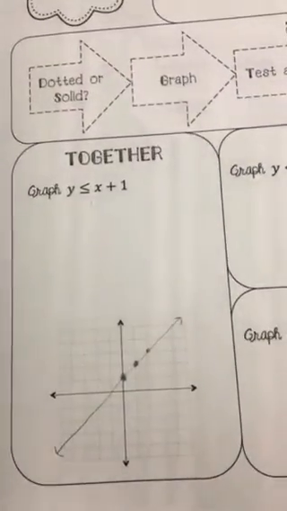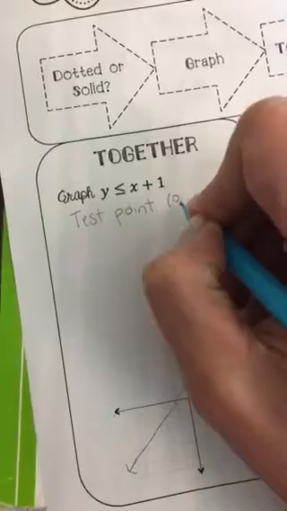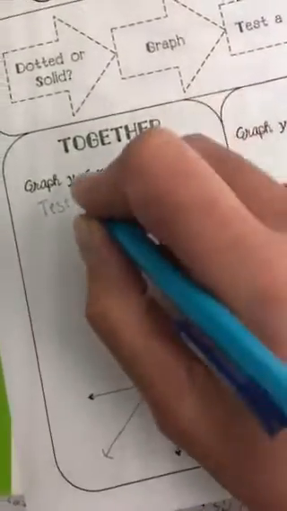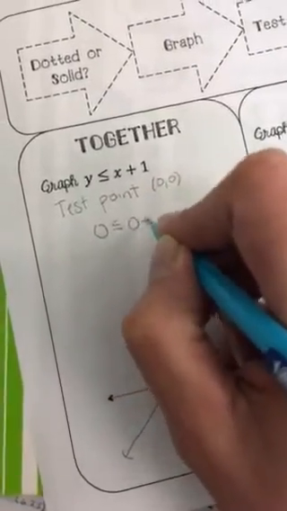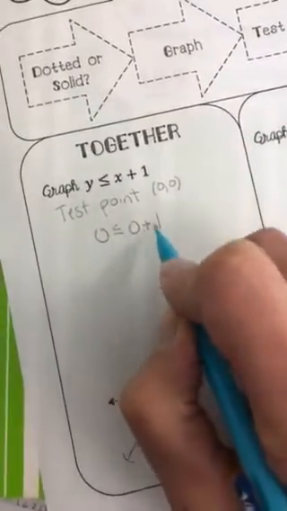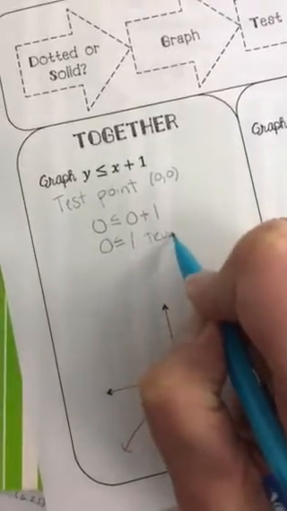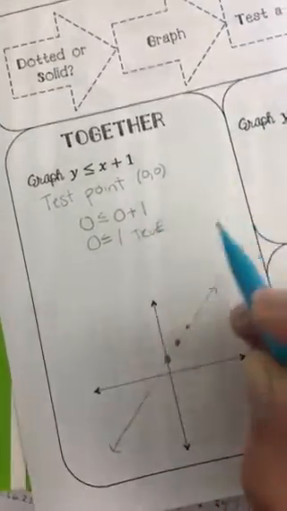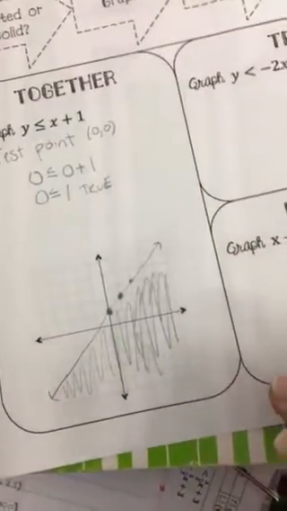And now we need to determine where we're going to shade. So we're going to use our test point of 0, 0. So in for y and x, we're going to put 0, 0. So we have 0 plus 1 is 1. So is 0 less than or equal to 1? That's a true statement. So we want to make sure that we include 0, 0 in our shaded portion. So our graph is going to look like that.